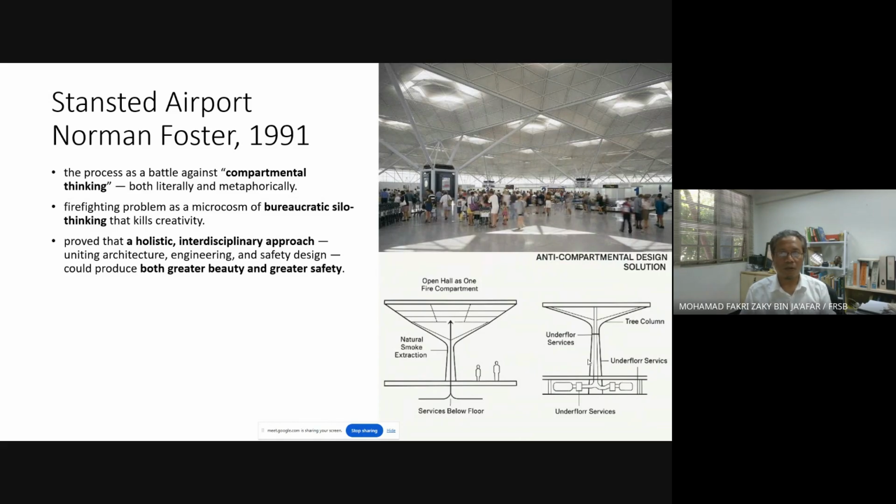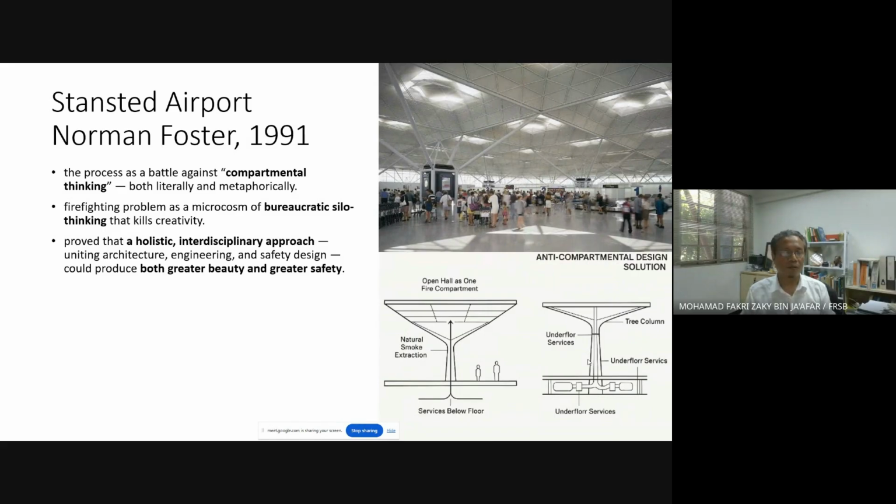The story was about how to overcome a specific regulatory requirement. For fire protection, there is a certain building regulation imposed by the UK. It's called compartmentalization, where you must compartmentalize your spaces where you have a certain number of people, for firefighting, to contain smoke and fire, so that in case of fire, it does not spread to other places.